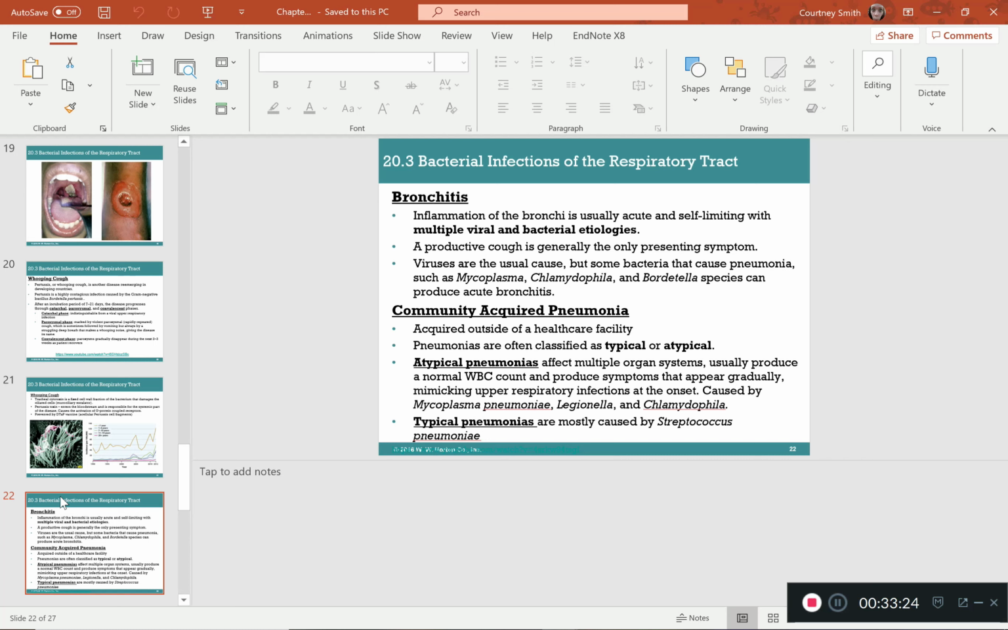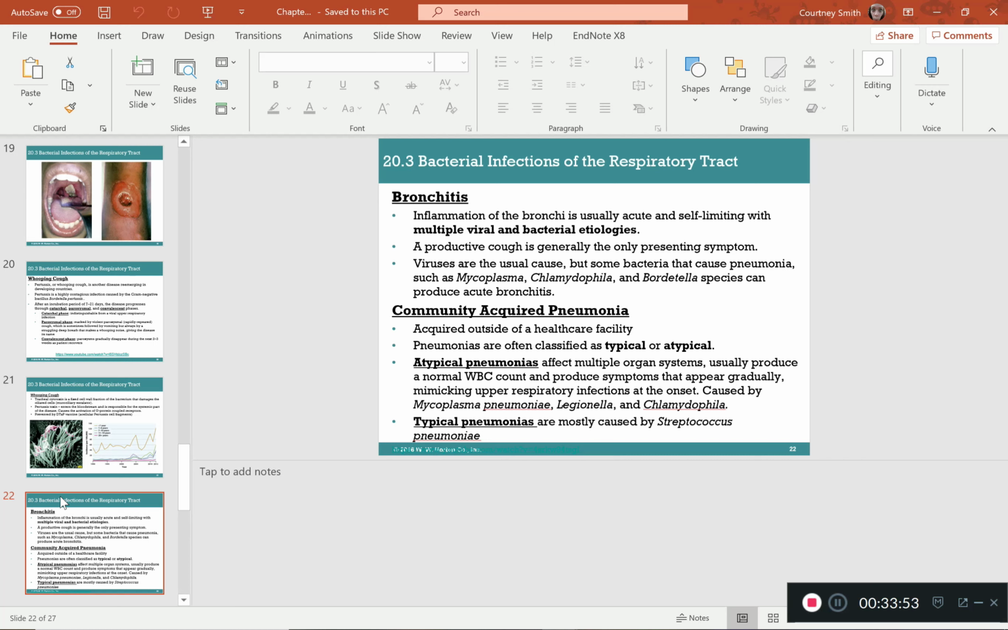So atypical, this is where multiple organ systems are affected. With atypical pneumonia, it will mimic an upper respiratory tract infection whenever it first is presented, meaning when you're first infected. And it's generally caused by M. pneumoniae or Legionella species. That's pretty much the big picture of atypical.